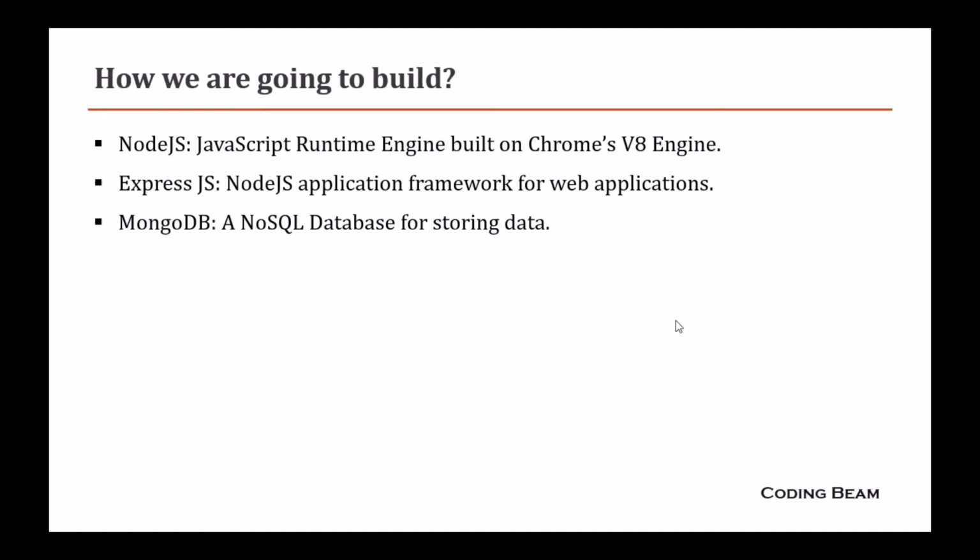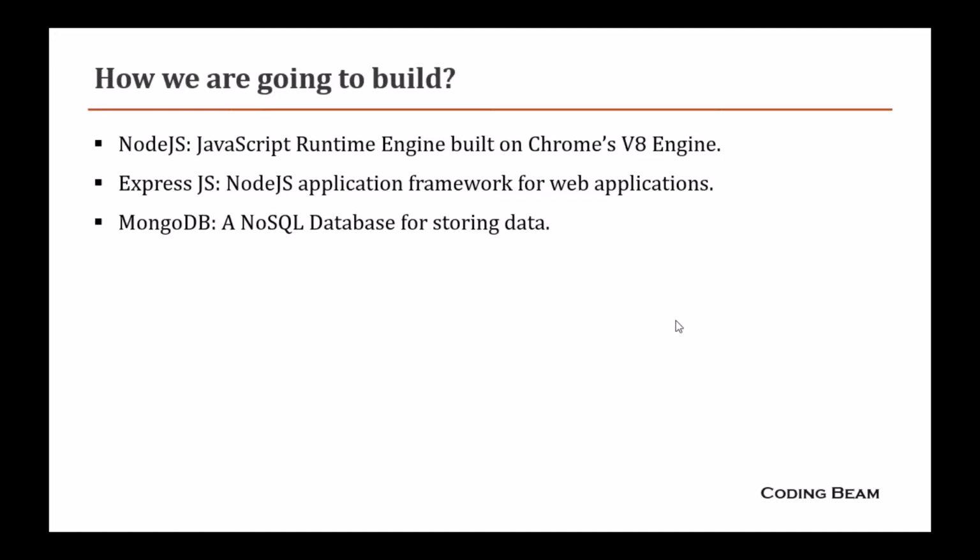And Express.js is the Node.js application framework for web applications. So it is just a framework for Node.js which handles server-side scripting and some routing. And about MongoDB, it is a NoSQL database for storing the data. As MongoDB is a NoSQL database, if you are coming from SQL, then you will have to see that a collection is a table and a document is a record in it.